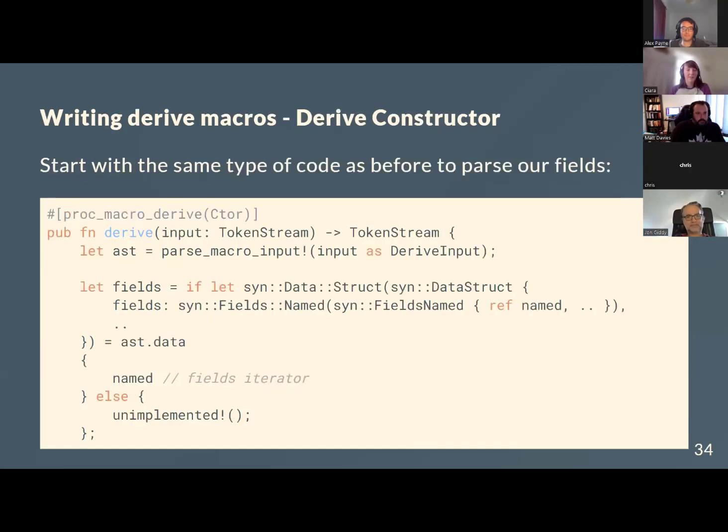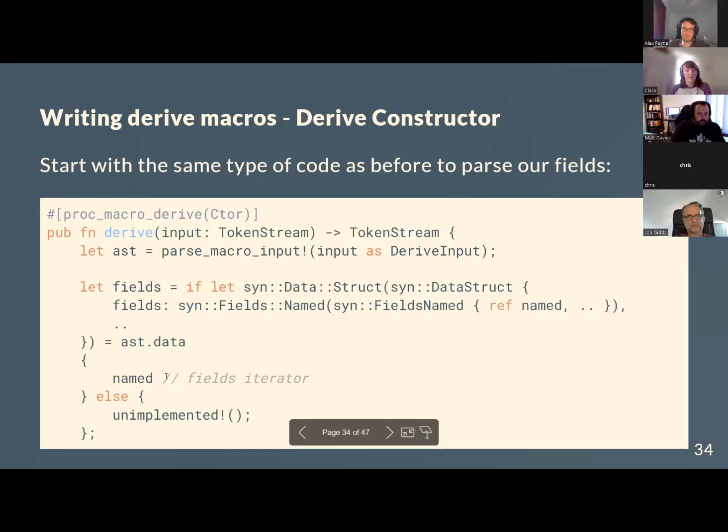So we'll start with the same code as before to parse our fields. It's slightly refactored, but it's the same code where we're getting out the fields here, which come out as a punctuated type, which implements iterator.